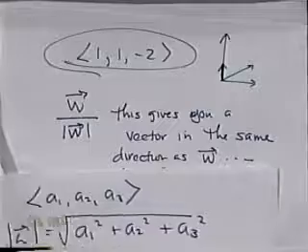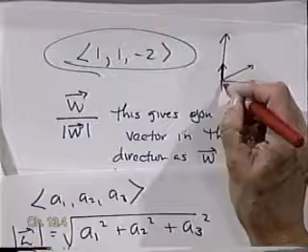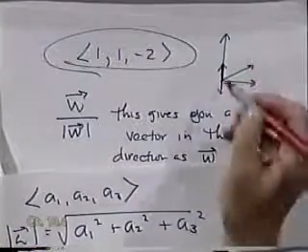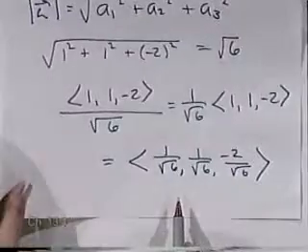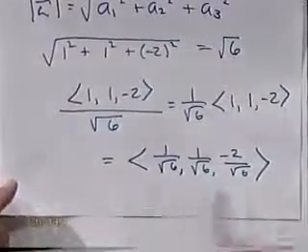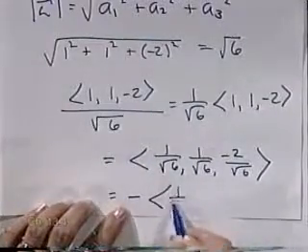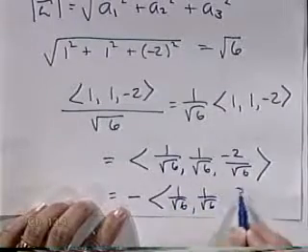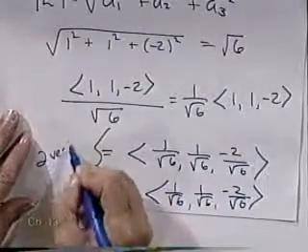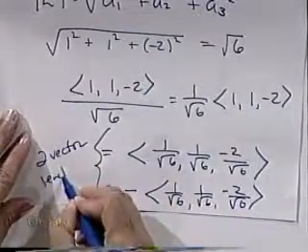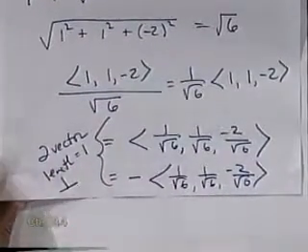How can I get another one? Any suggestions? What if I go in the opposite direction? How can I get a vector that's in the opposite direction? Multiply it by a minus, right? If you multiply a vector by a minus, you get a vector in the opposite direction. So this is vector 1, and the other one would be minus that. And this would be 2 vectors of length 1 and perpendicular to both vectors. So it's plus or minus. And that's how you get your 2 unit vectors.